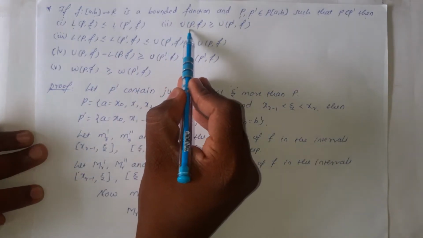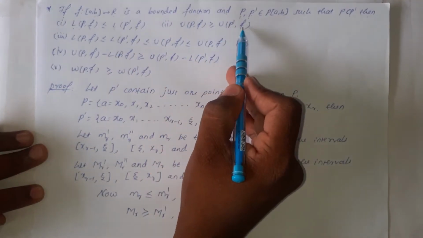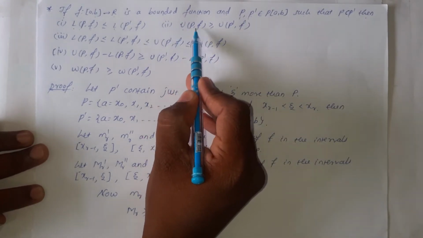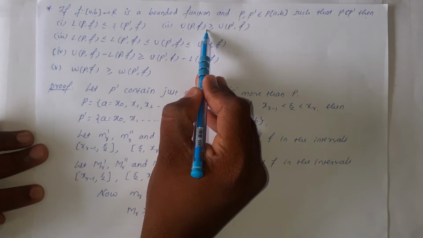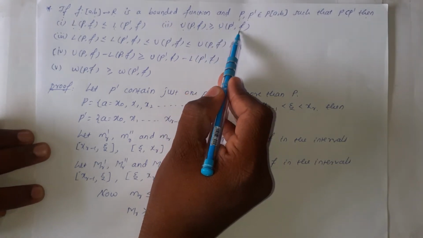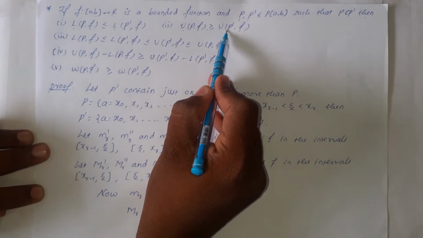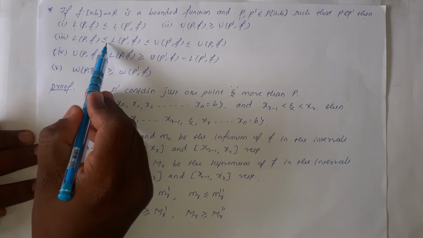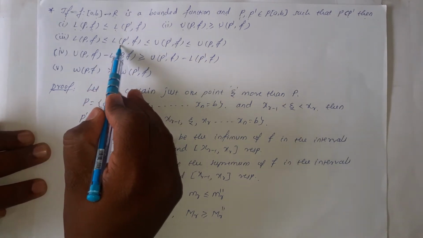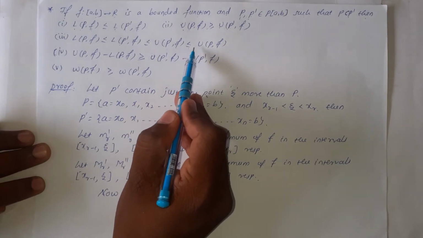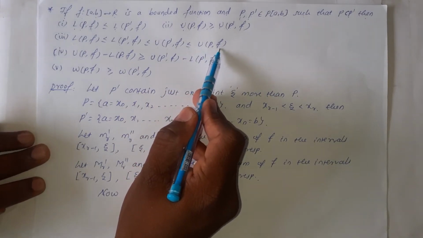The second result is U(P, f) is greater than or equal to U(P', f). So, here the upper Riemann sum of the function f in the partition P is greater than or equal to the upper Riemann sum of the function f in the partition P'. Then the third one is L(P, f) is less than or equal to L(P', f), which is less than or equal to U(P', f), which is less than or equal to U(P, f).